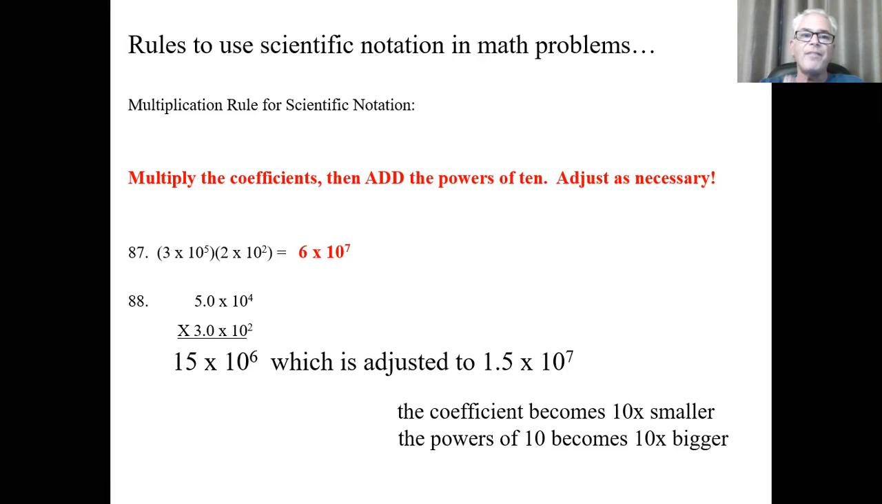We can't have 15. We have to change that to 1.5. Now, if I make my coefficient smaller by 1 decimal place, I got to make my answer exponent 1 place bigger. So it changes from 15 times 10 to the 6th. It gets adjusted to 1.5 times 10 to the 7th. The coefficient gets smaller by times 10, and the exponent gets bigger by times 10. 15 times 10 to the 6th equals this, but it's not the right answer, because in chemistry, the rule is the coefficient has to be greater than 1 but less than 10.